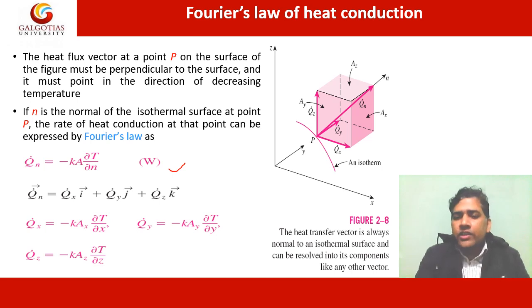Since heat transfer is a vector quantity, it can be divided into three components: qx, qy and qz, with i, j and k as the unit vectors. This is how you saw it in your mathematics classes: the vector is divided into three components along the x-axis, y-axis and z-axis. Along each axis, heat transfer is expressed as minus kx del T over del x, then ky del T over del y, and kz del T over del z.